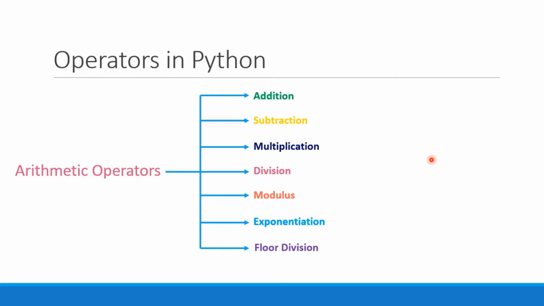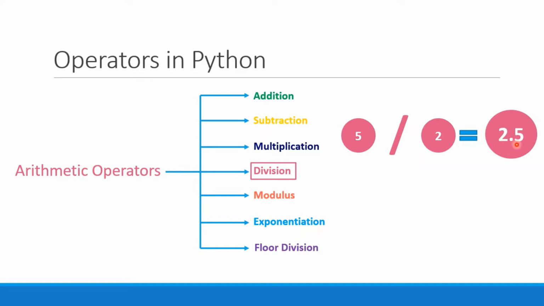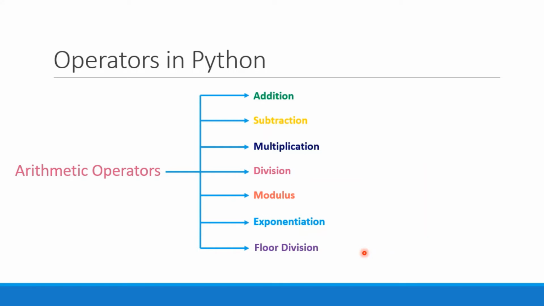Now, how to perform this division operation? For division, let me give you an example. Like I have this 5 and I have another number 2, and I want to divide 5 by 2, then I can use this symbol. This symbol is used for division. Whenever you use this symbol, Python will understand that it has to divide these two numbers, and you will get the answer as 2.5. Here remember, it has given you the answer as 2.5. Remember this 0.5, because I will give a reference to this 0.5 when I discuss floor division. So now move to modulus.